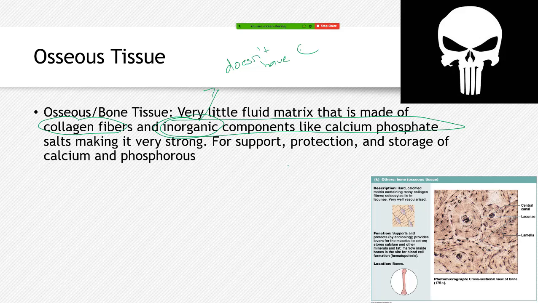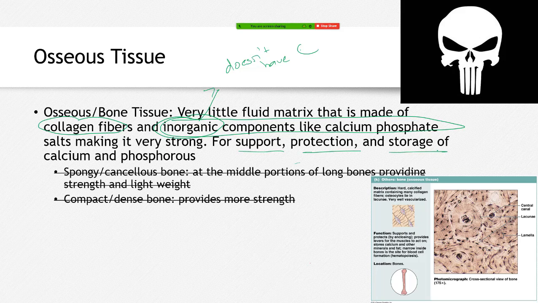Because of that, it helps us with support, protection, and also storage of calcium and phosphorus. We talked about earlier bones being a storage for this calcium and phosphorus. So if our body doesn't have enough calcium, it's going to get it from our bones. However, the downside of it getting it from our bones is that the bones become weaker. Okay, so this is osseous tissue. You don't need to know whether this is compact or spongy bone. We will learn about that in the next unit. But technically speaking, this is a compact bone over here.